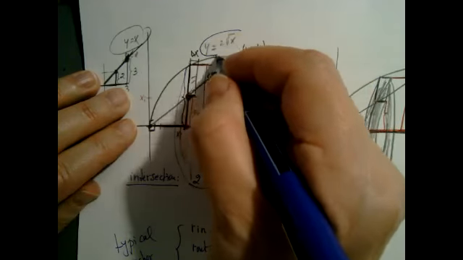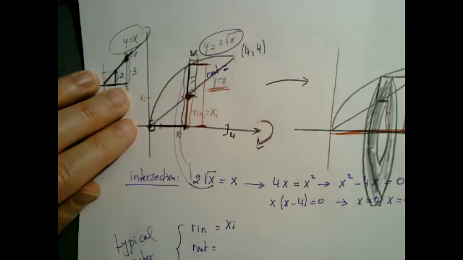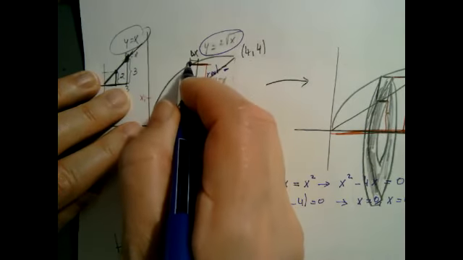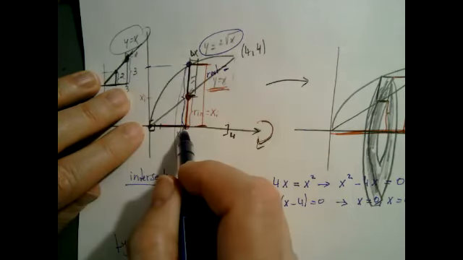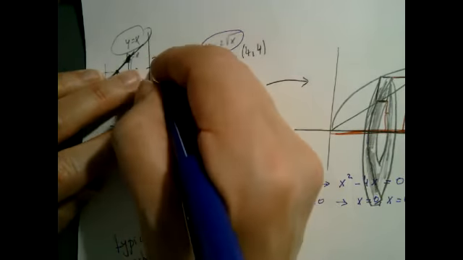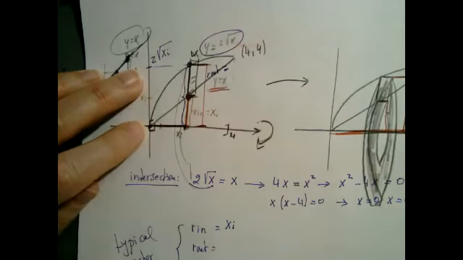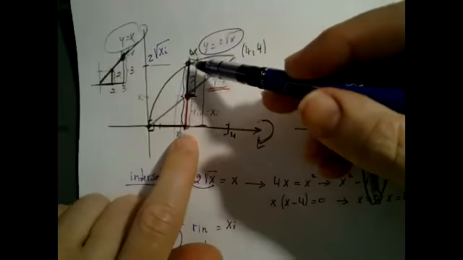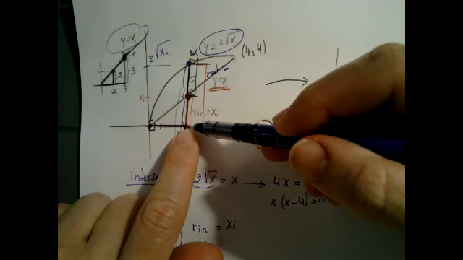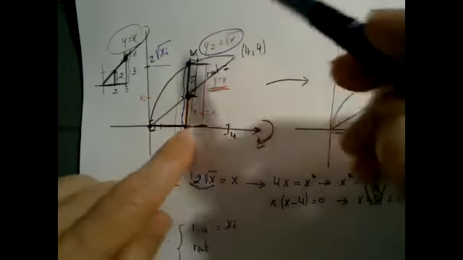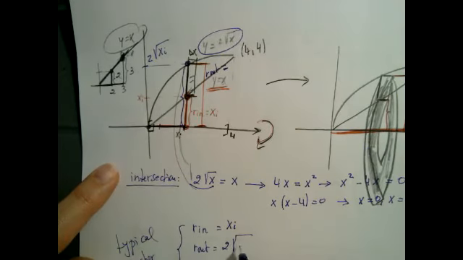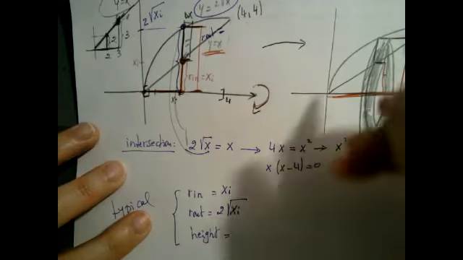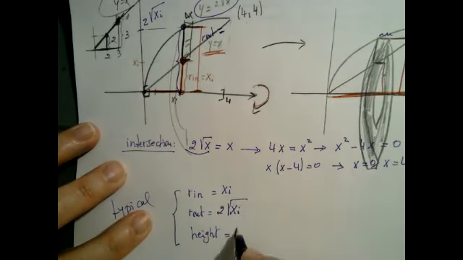This is the curve y equals 2 root x. It means if I know xi, this point here is 2 times the square root of whatever the value of x is. So if this is xi, my outer radius is the distance from the axis of rotation to the top curve. It's going to be 2 times the square root of xi. My height is a little bit of this. It's my delta x.